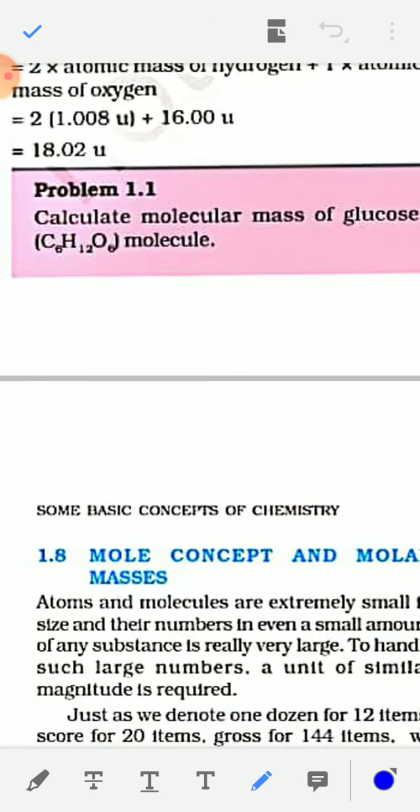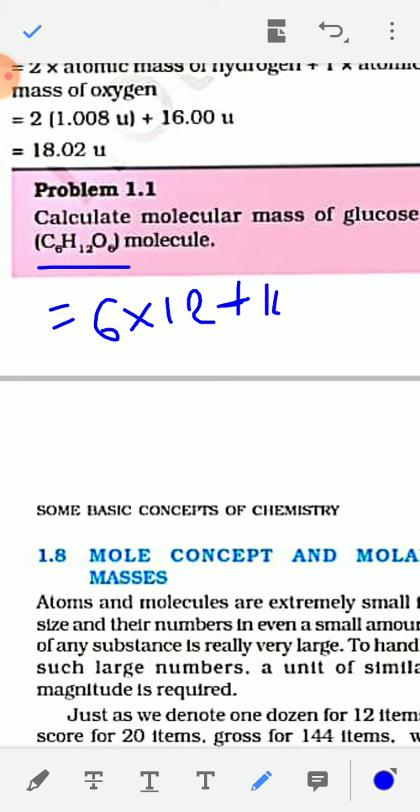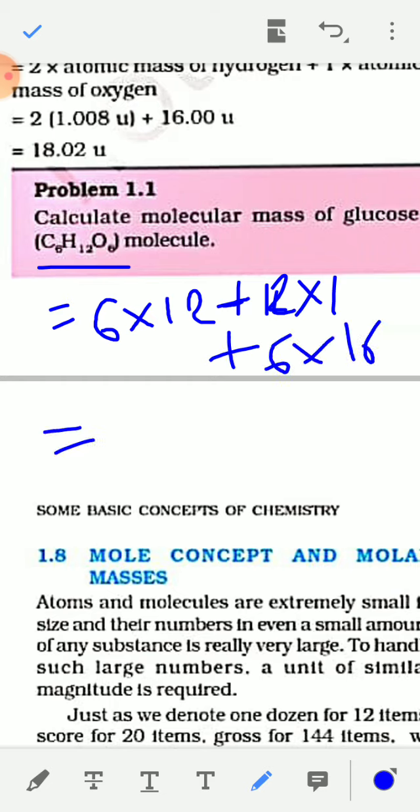The formula of glucose is C6H12O6, and you know that for each carbon atom the atomic mass is 12, so 6 into 12, plus 12 hydrogen, that means 12 into 1, plus 6 oxygen, 6 into 16. This will be the total molecular mass of the glucose molecule.